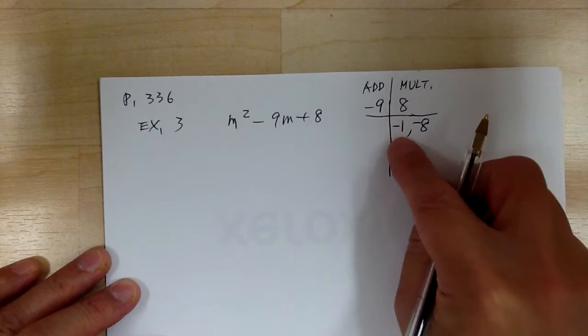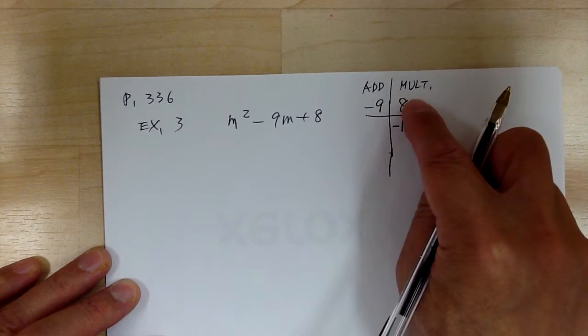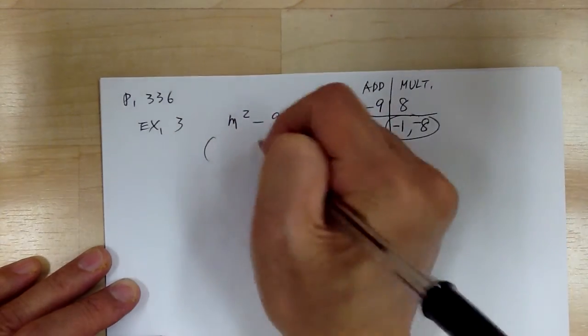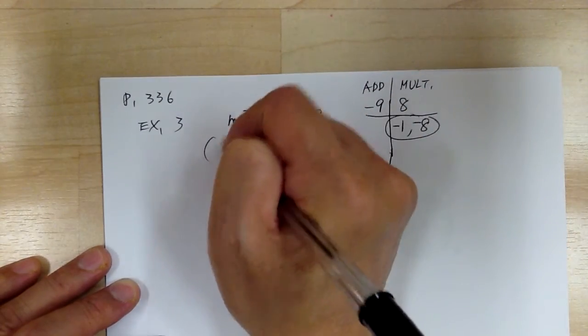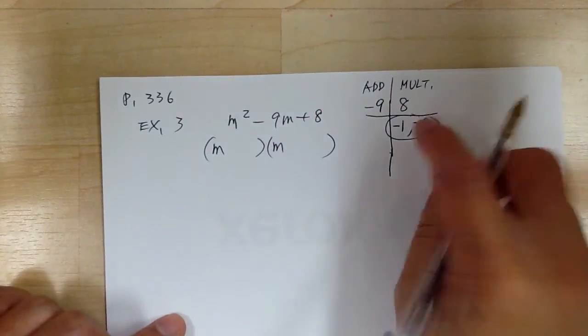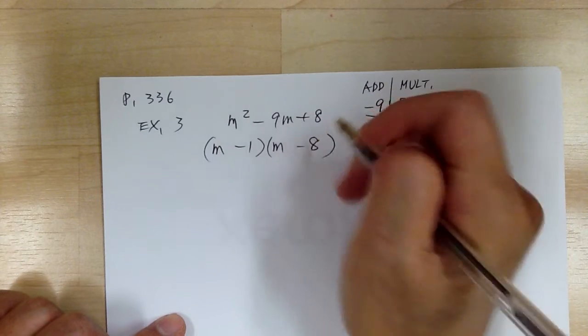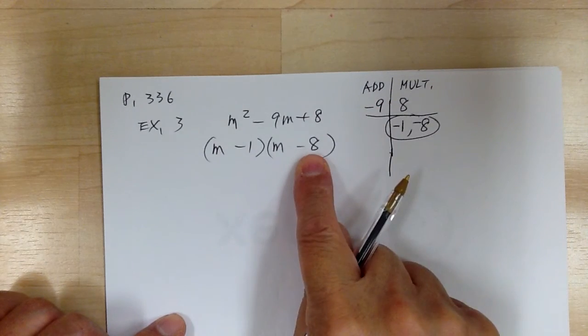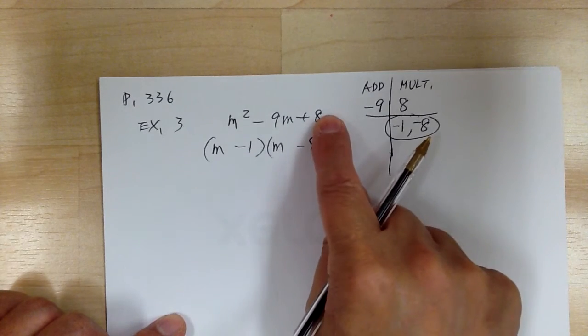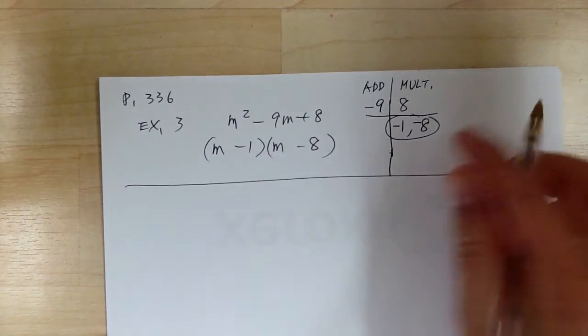And that's it, right? Negative 1 times negative 8 gives you positive 8. Negative 1 plus negative 8 gives you negative 9. And so that's it. Can you break it down? So first you do the first term, the f, right? So m times m gives you m squared. And after that you get minus 1 minus 8, right? So negative 1 plus negative 8 gives you negative 9. Negative 1 times negative 8 gives you positive 8. And that's it. Okay, again, it's very simple.